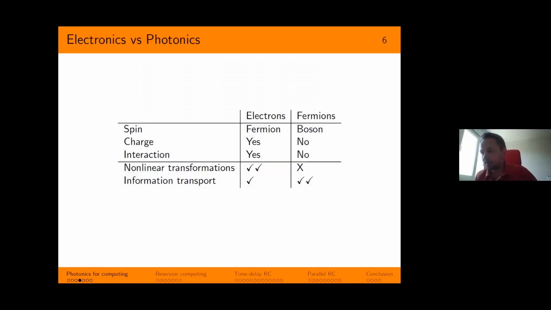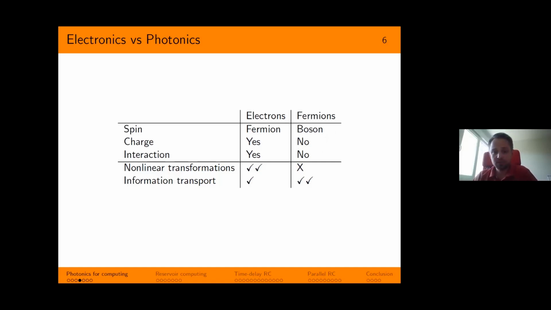Let's consider electronics and photonics from the point of view of their elementary particles. Represented here in this table, we have the electrons and the photons, which are bosons. Sorry, it's a mistake on my side. Here we may notice some fundamental differences. The electrons, as I said, are fermions. They have a charge, and therefore they strongly interact. The photons, on the other hand, are bosons, they don't have a charge, and they do not interact.